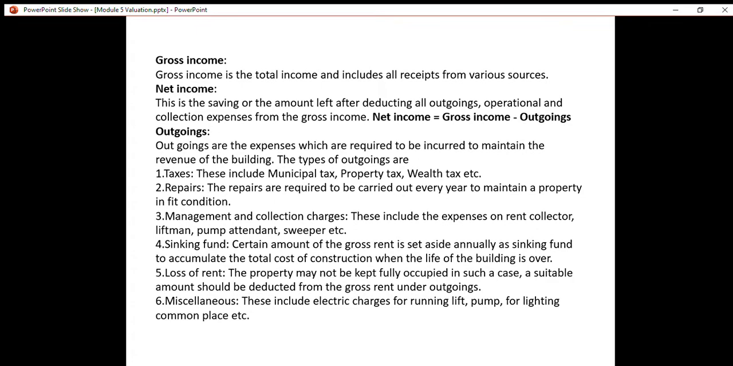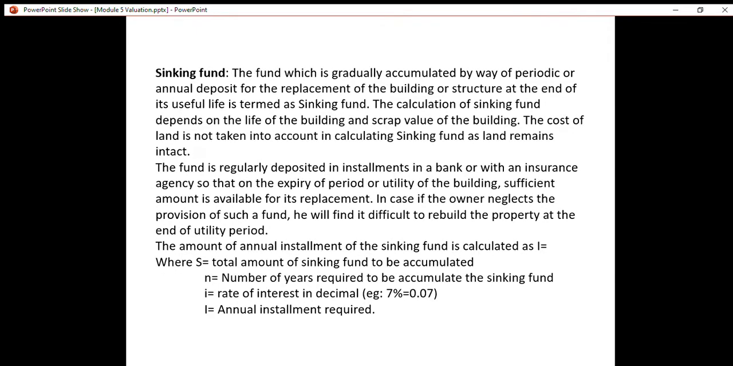Next, sinking fund. It is calculated using an expression. We shall see to that when we solve the problems. Example, let me explain what is sinking fund. Imagine that you have built a structure whose cost is 1 crore and its useful life is 50 years.